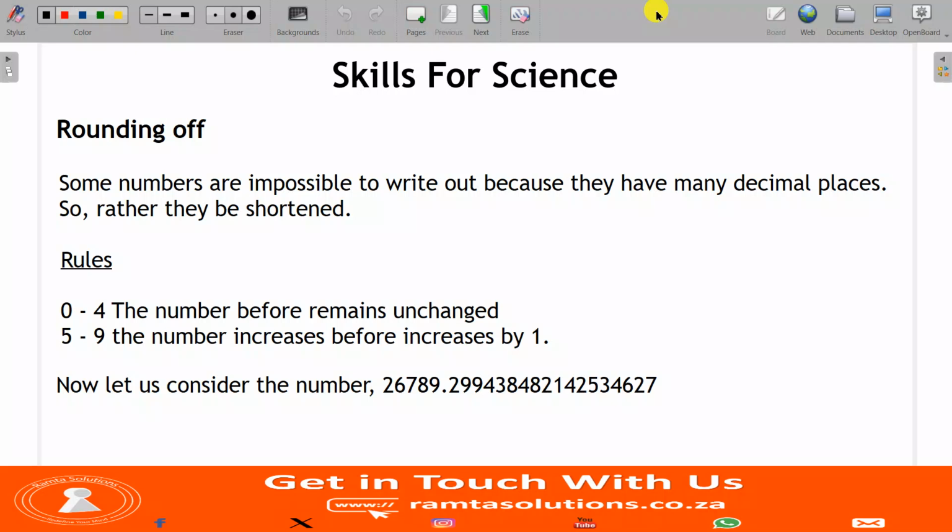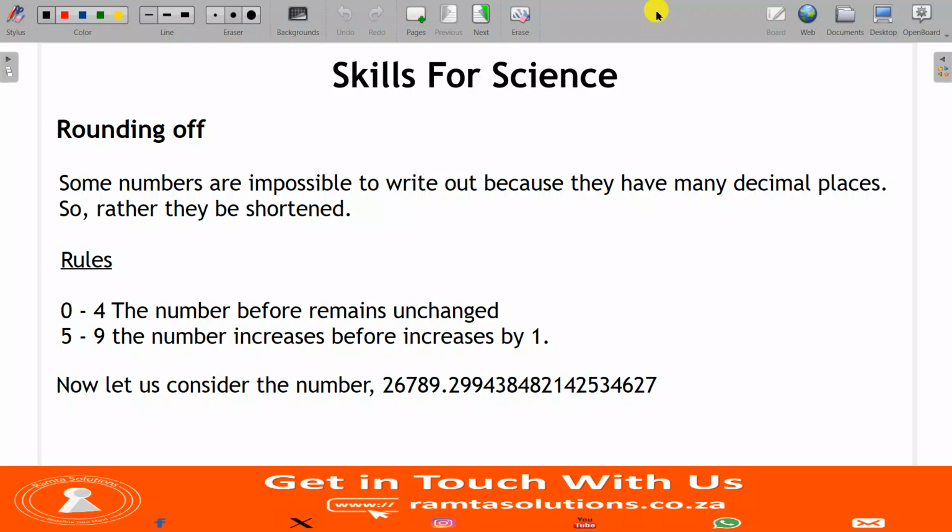We are looking at the skills for science. So, our lesson today, we're not wasting time. We're basically reminding you of all that you've been doing all along. You have been rounding off most of your high school life until today, isn't it? But now we're going to be using rounding off for decimal places. Okay, we're going to round off for decimal places.